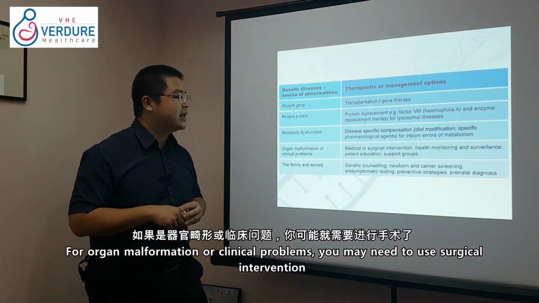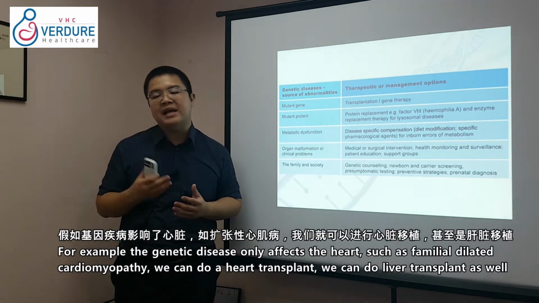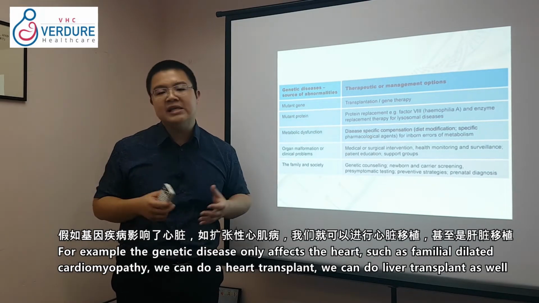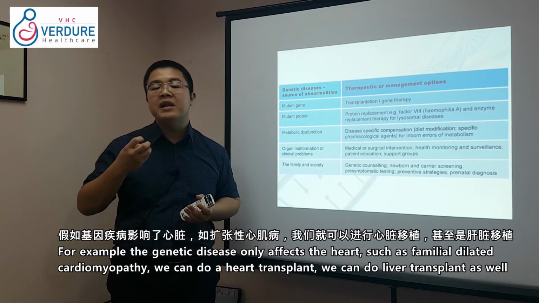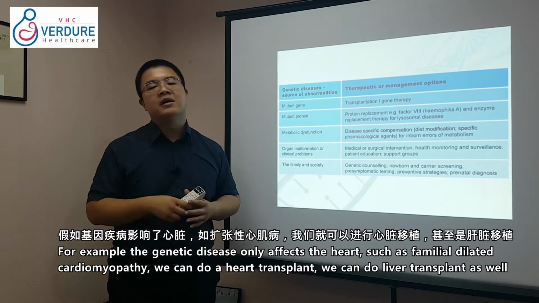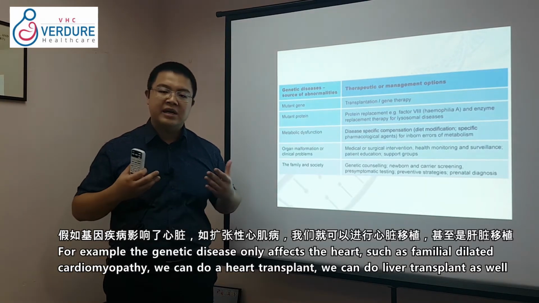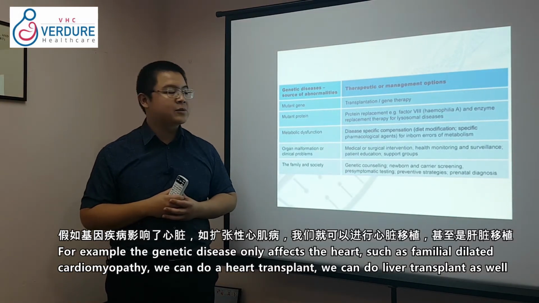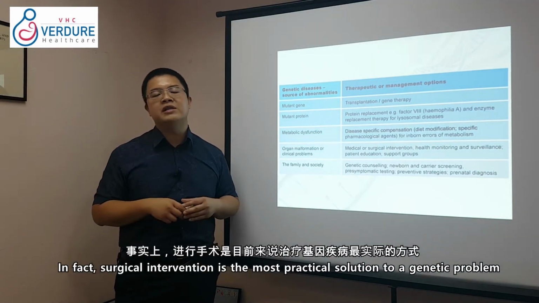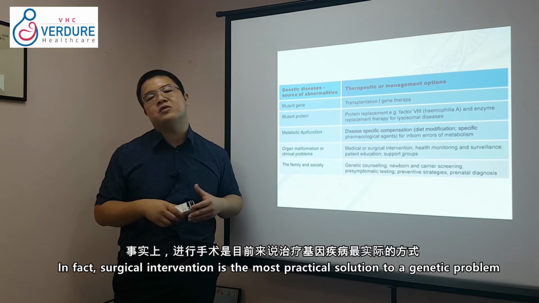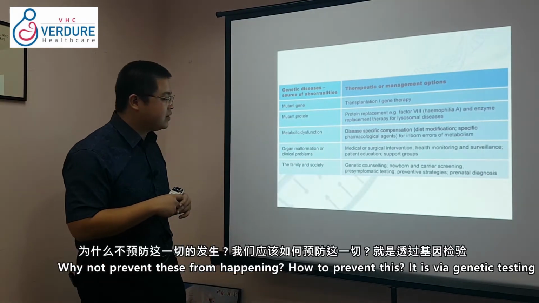Organ malfunction or clinical problems using surgical intervention. So for example, if there is some kind of genetic disease that only affects the heart, such as the familial dilated cardiomyopathy that we talked about last time, we can do a heart transplant, we can do a liver transplant as well for those. So currently, in fact, surgical intervention is the most practical kind of solution to a genetic problem, all right?